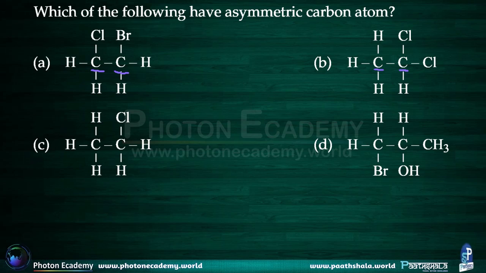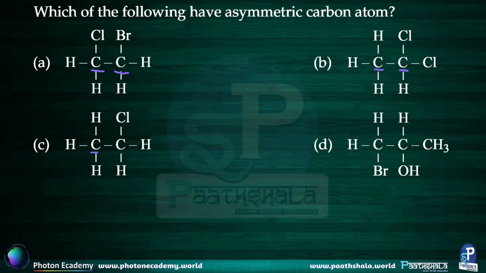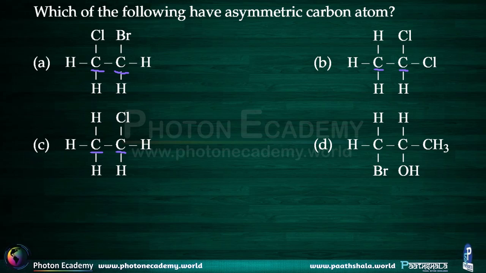as two of the chlorine atoms are attached to it. When we look at this carbon atom, then this is not an asymmetric carbon atom. This carbon atom is also not an asymmetric carbon atom because multiple hydrogen atoms are attached to the carbon atom in option C. When we look at this carbon atom here, this is not an asymmetric carbon atom as two hydrogen atoms are bonded to it.